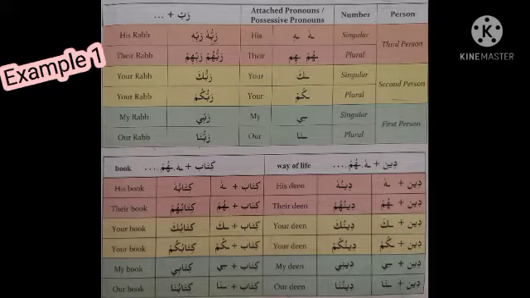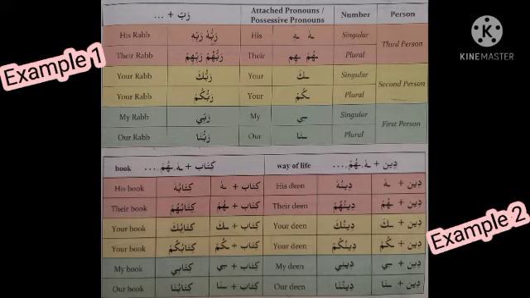Now repeat after me. Rabbuhu, his Rabb. Rabbuhum, their Rabb. Rabbuka, your Rabb. Rabbukum, your Rabb. Rabbi, my Rabb. Rabbuna, our Rabb. Perfect.